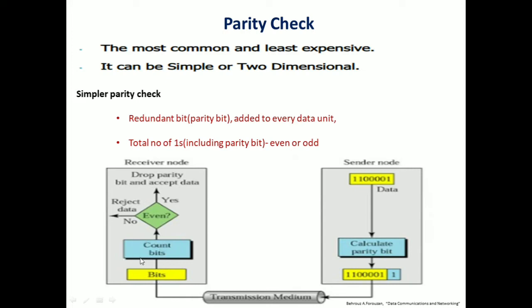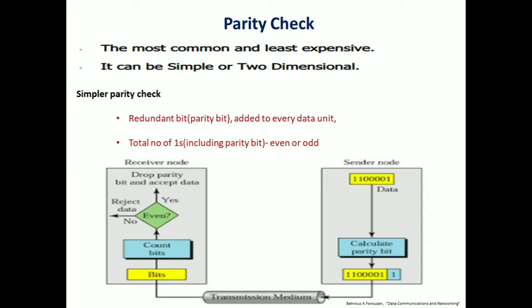Now it is going to count the bits. Okay. So whenever it counts the bits, if the total number of ones is even, then we can say that the message received by the receiver through this transmission medium does not have any error. So if the total number of ones is even, it is going to accept the information. It will drop this parity bit from the original information and accept the data. But if the total number of ones in the received information is not even, then what will it do? It is going to reject the data. So this is how a simple parity check error detection mechanism works.